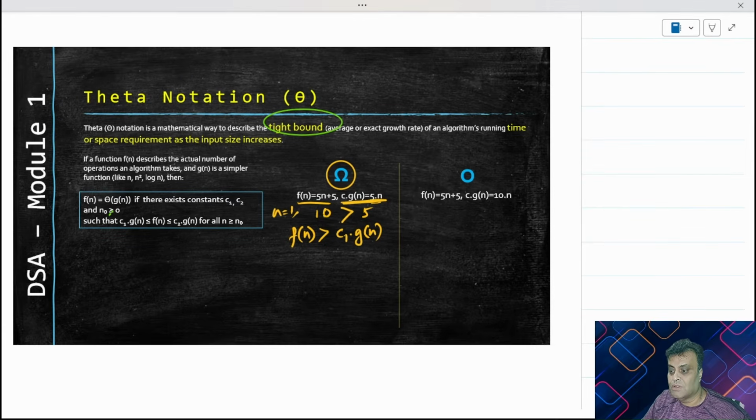Fn is greater than C1 of Gn. What is C1 here? C1 is 5. What is Gn here? Gn is n. What is Fn here? Fn is 5n plus 5. That is what we have proved. For this, if I take n equal to 1, then I have 10 as Fn, and I have 10 into 1, 10, and we have this as equal.